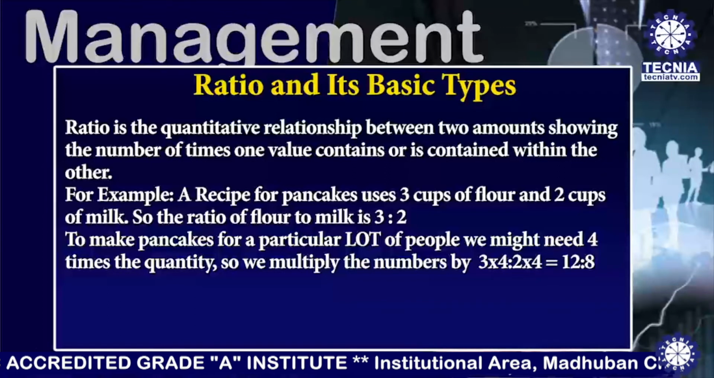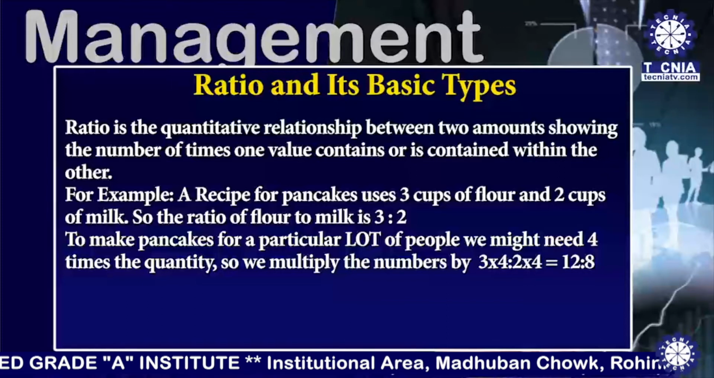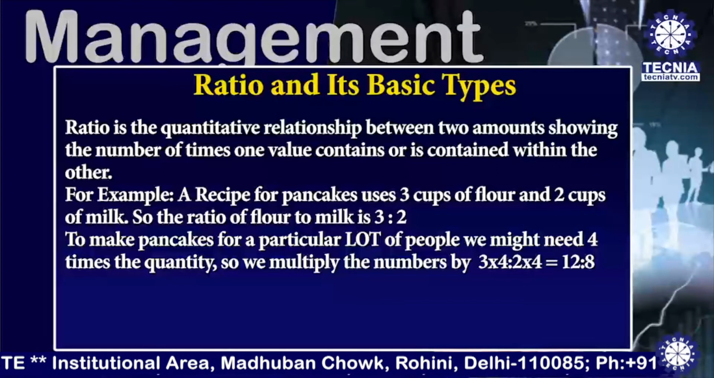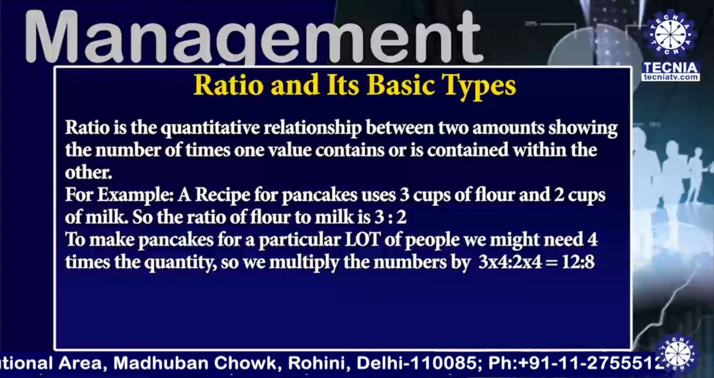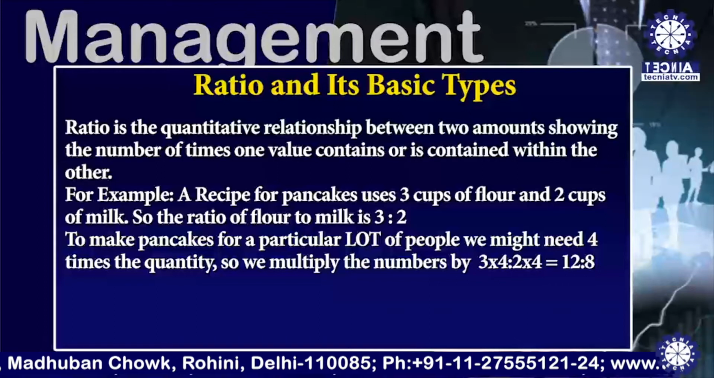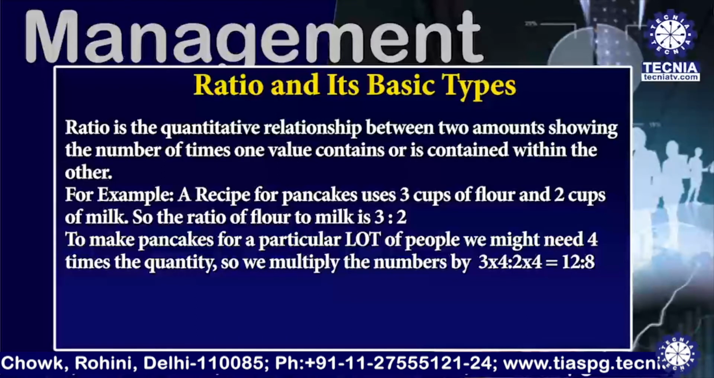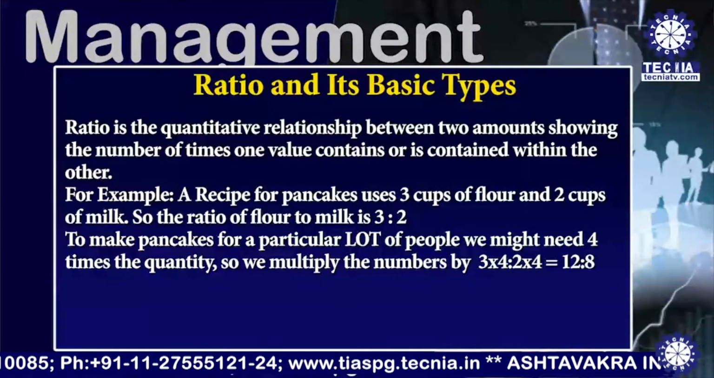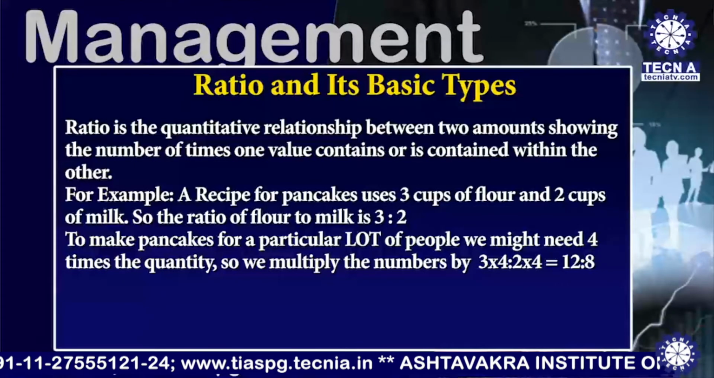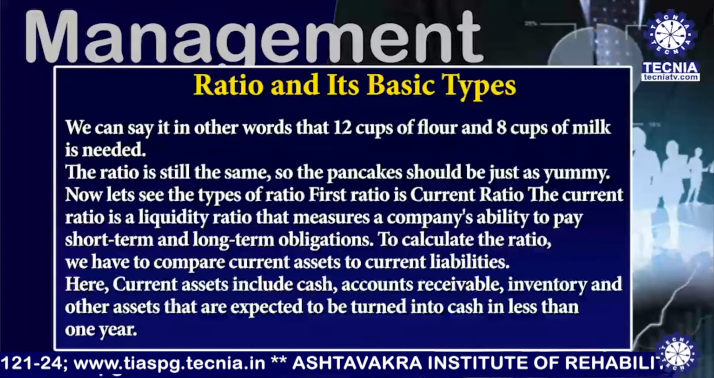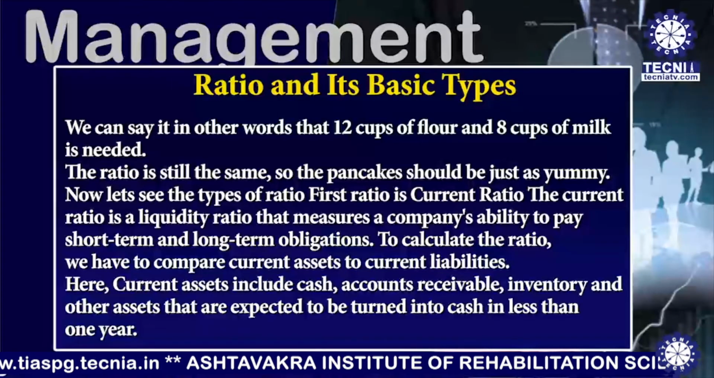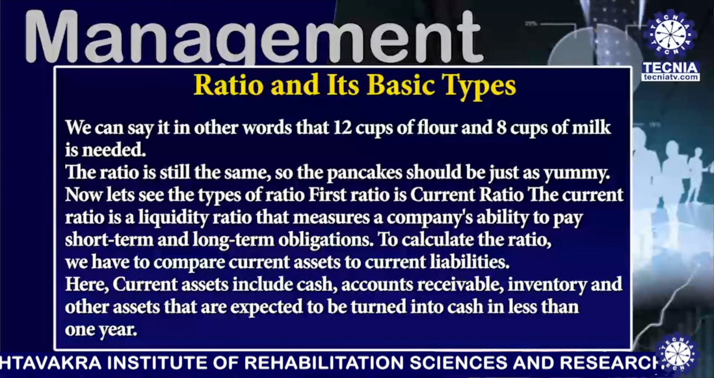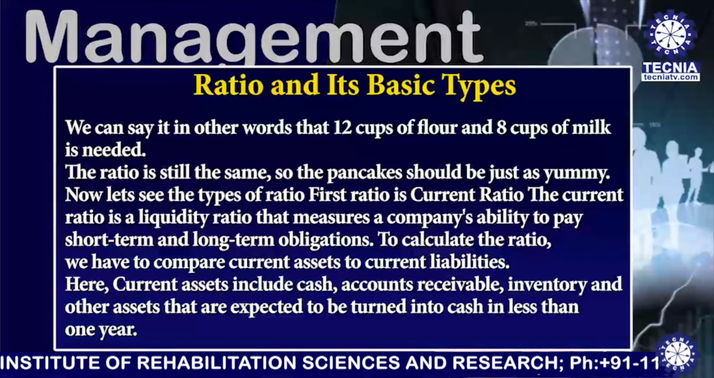So, the ratio of flour and milk is 3:2. To make pancakes for a particular lot of people, we need 4 times the quantity. So, we multiply the numbers by 4. Now, 3 into 4 is to 2 into 4. That becomes 12:8. The same 3:2 came again. We can say in other words that 12 cups of flour and 8 cups of milk are needed. The ratio is still the same, so the pancakes should be just as yummy.